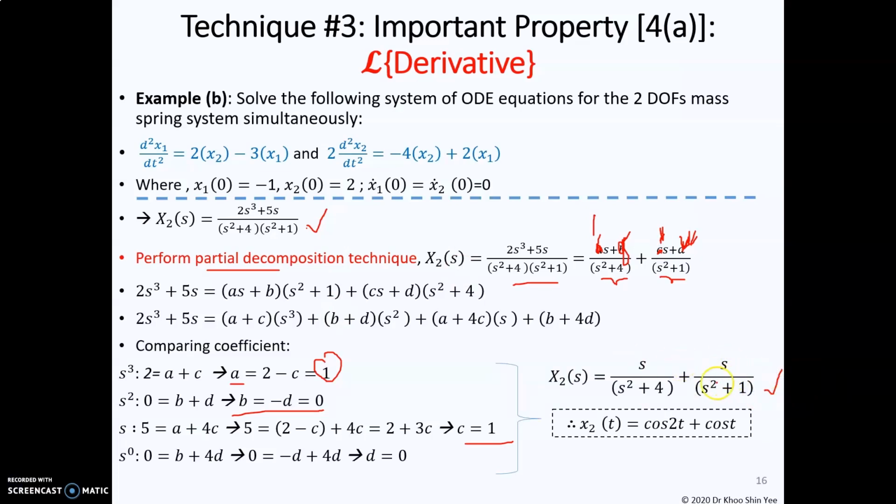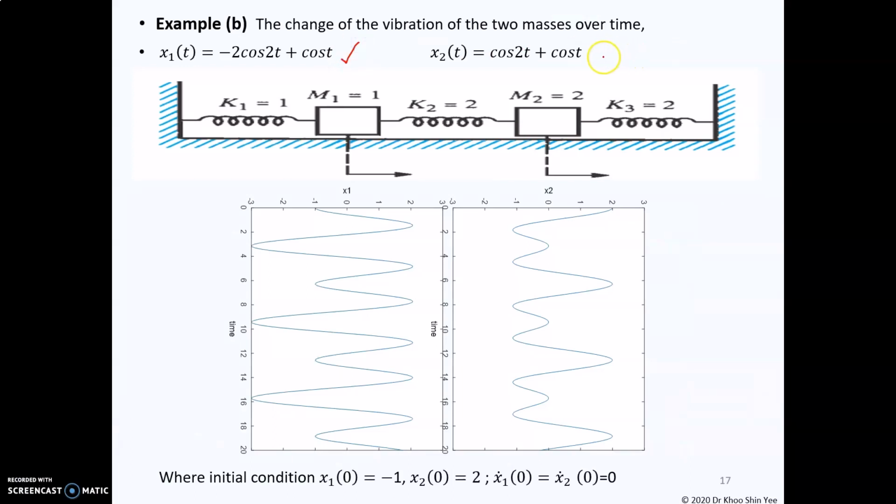And then s over s squared plus 1. If you convert to the time domain by using the table of Laplace transforms, then this is equal to cos t. And since you have omega squared equal to 4 here, you have cos 2t here. So this is the final answer that you obtain from the ODE, where you have x1(t) and x2(t) equal to this. So what does this mean?